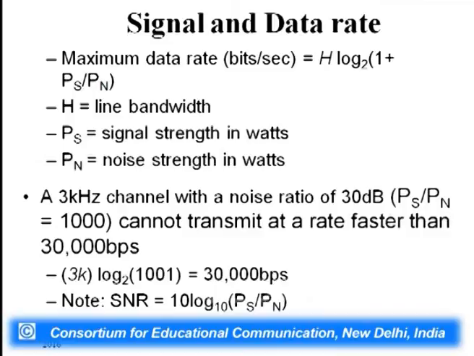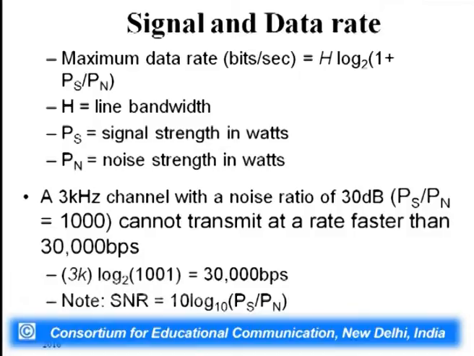Why? So, therefore, signal to noise ratio, if it is more, that means I will get the higher bit rate. If signal to noise ratio, that is Ps by Pn, is lower, then I will get lower data rate, because if Ps by Pn is lower, then log of Ps by Pn will be smaller. If Ps by Pn is more, then log of this will be higher. So, multiplied by H, the higher bit rate.